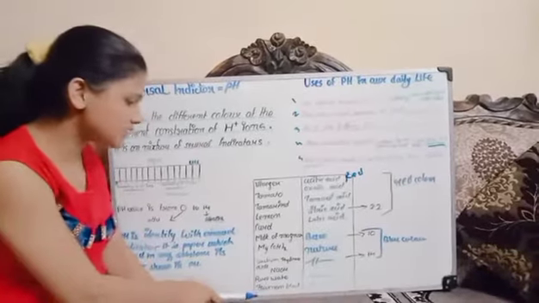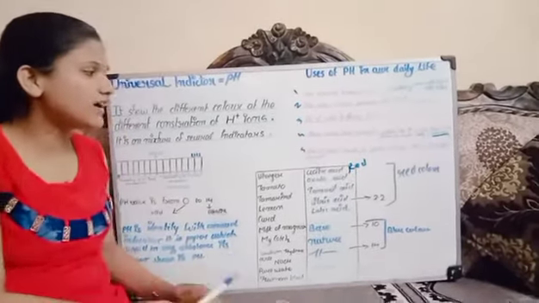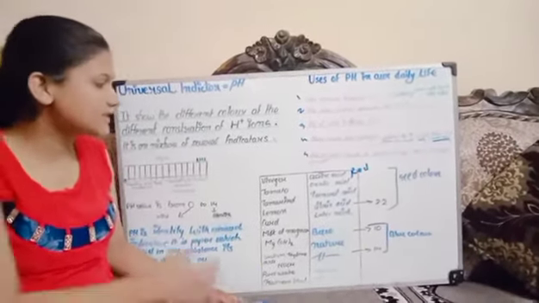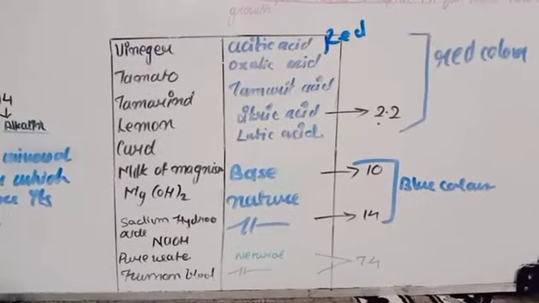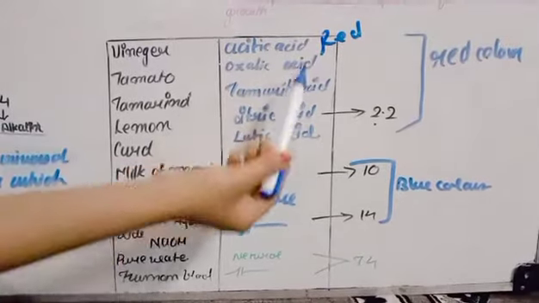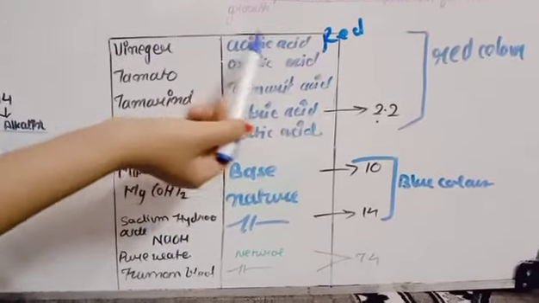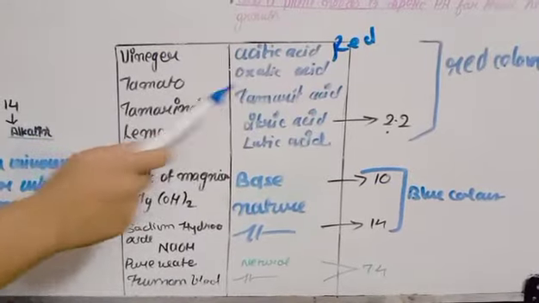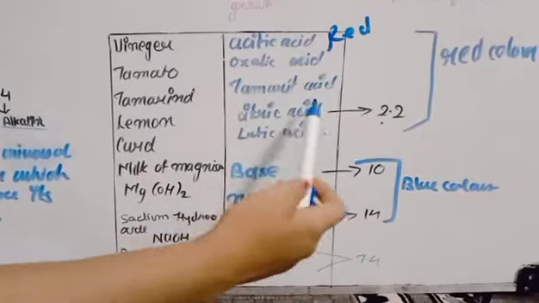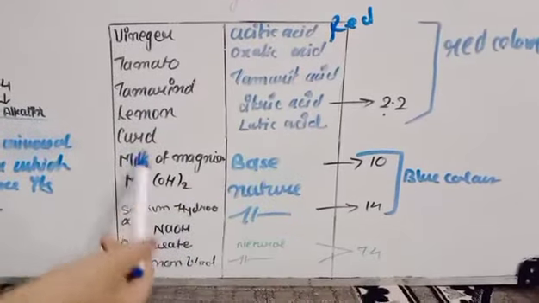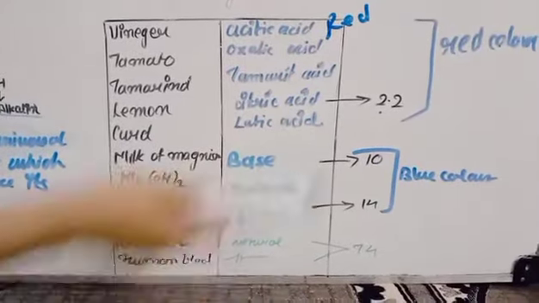Now there are some substances. When we test these substances on pH paper, what color should they give and what is their nature? When we test vinegar on pH paper, it gives a red color because it is acidic in nature. Then tomato, oxalic acid, also red color. Then turmeric, also red color. Lemon, citric acid, also red color.